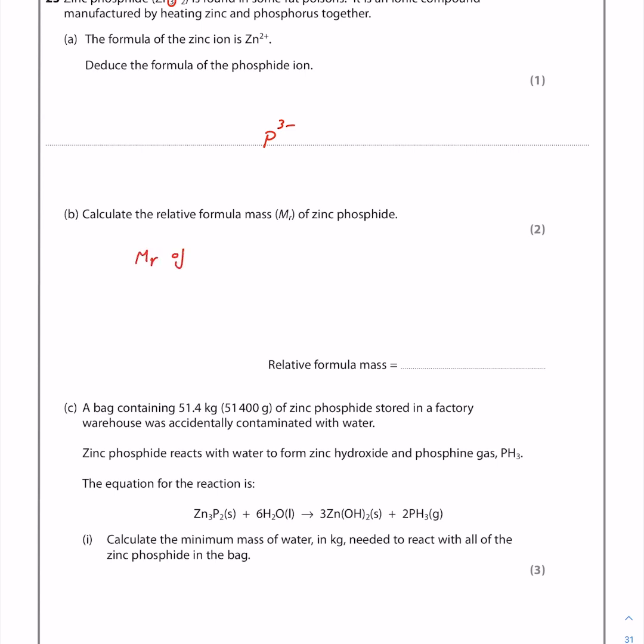Calculate the relative formula mass of zinc phosphide. So here the Mr of Zn3P2 is equal to the zinc atomic mass 65 multiplied by 3, plus the phosphorus atomic mass 31 multiplied by 2. All of this comes to 257. So the relative formula mass is 257.